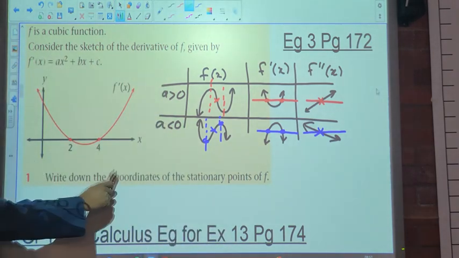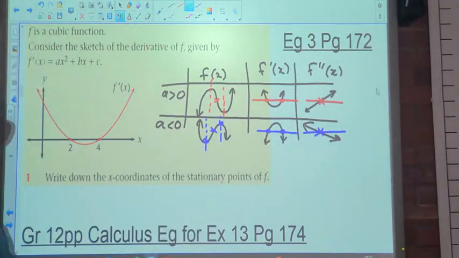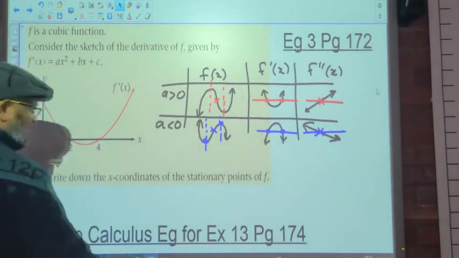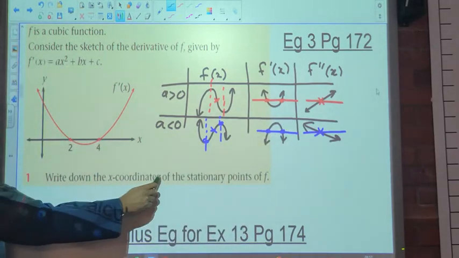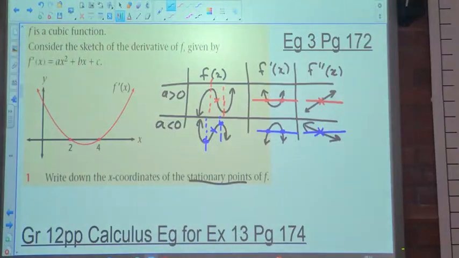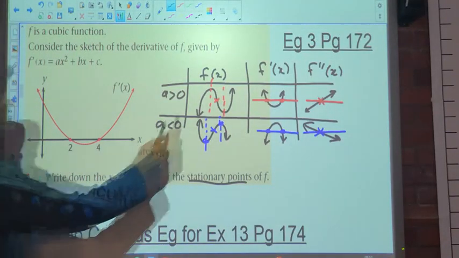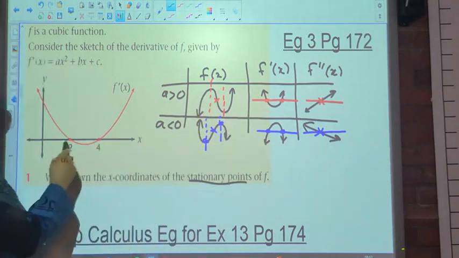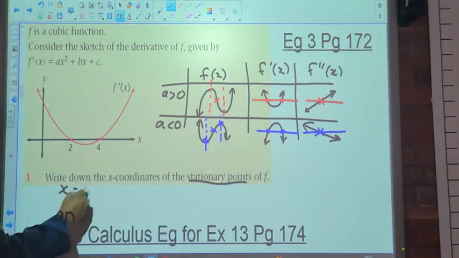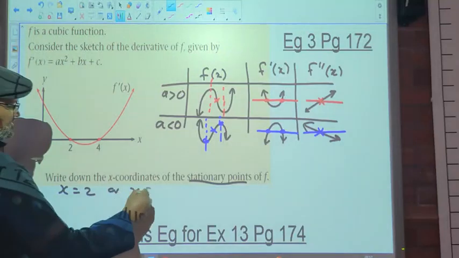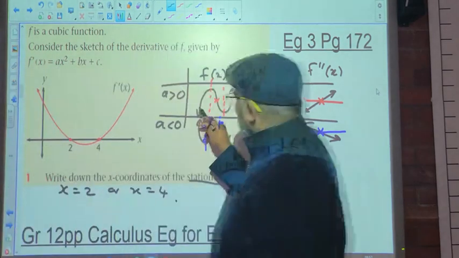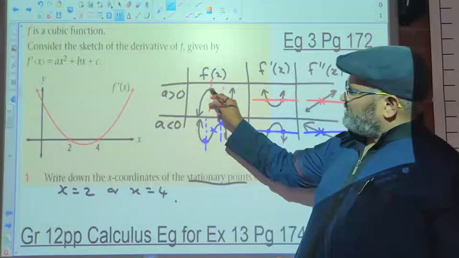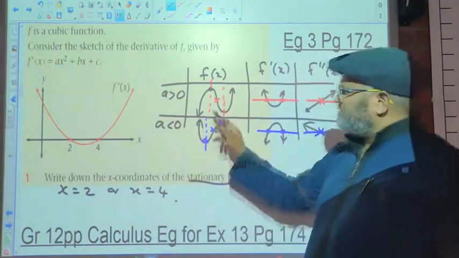the question says write down the x-coordinates of the stationary points of f. That links in with what we have written there. What are stationary points? Standing points. So what are the x values of the standing points? It's going to be x is equal to 2 or x equal to... which is which? We're looking at which comes first. Would that be 4 or 2?